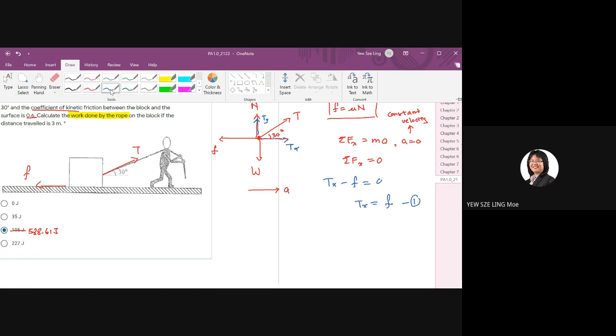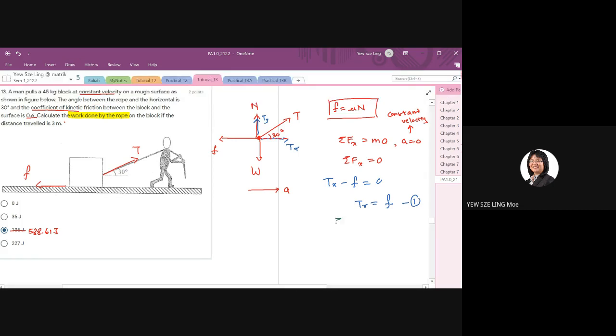Then let's move on to the second equation. The summation of Fy is equal to 0. Then what do we have? We have N plus Ty minus W equals 0. This is our second equation. From these two equations, you can simplify and determine the value of T. Once you have T, you can then calculate the work done by the rope.